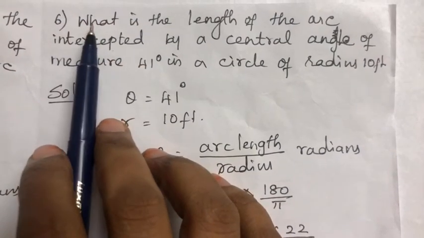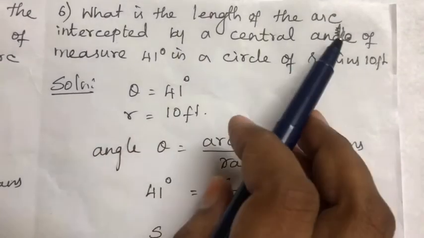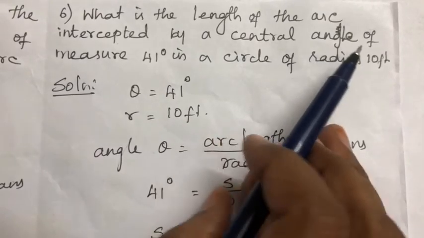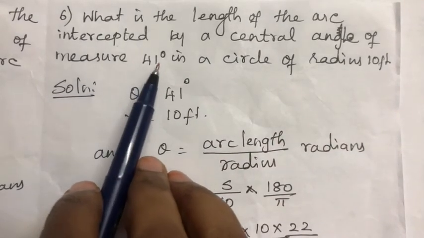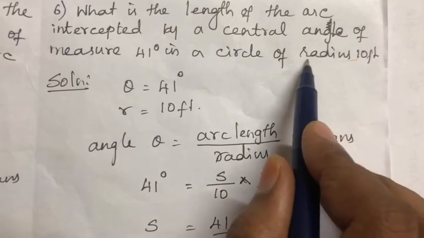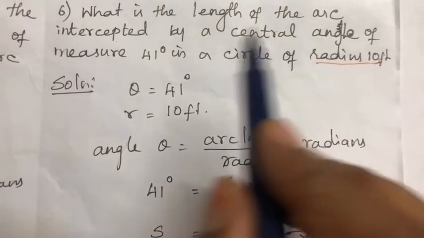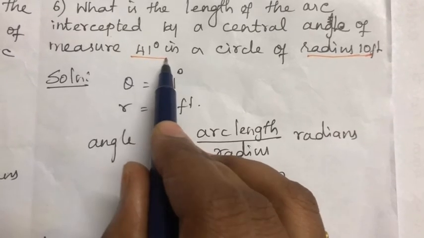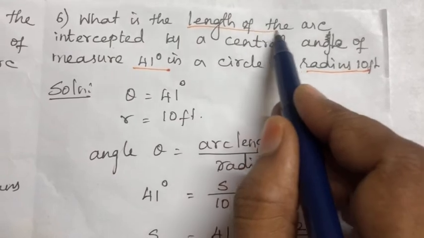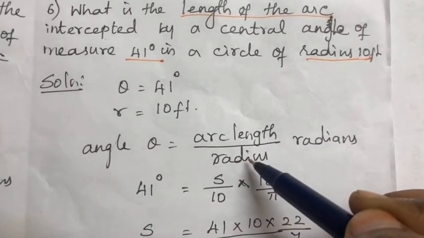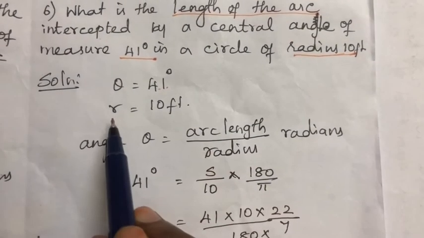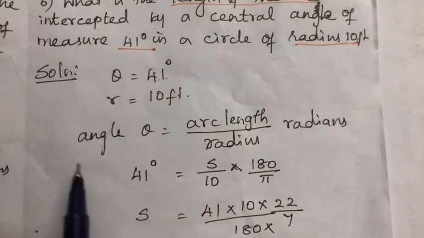Sixth one, what is the length of the arc intercepted by a central angle of measure 41 degree in a circle of radius 10 feet? So radius is 10 feet and the angle is 41 degree. What we have to find? The length of an arc. So the same formula we are going to use. Theta is equal to 41 degree and r is equal to 10 feet.